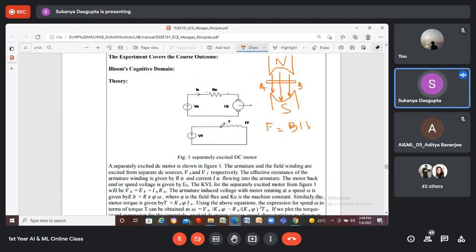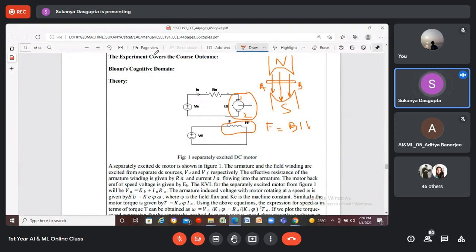You can see these two circuits drawn in this page. They're basically the equivalent circuit of the DC motor, where the first one is showing the armature and the second one is showing the field winding. Follow my cursor. This is the field winding, and this is the motor. These two terminals marked as 1 and 2 are called the armature terminals. And this RA is nothing but the armature resistance.